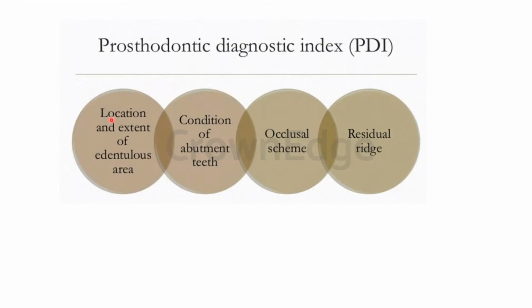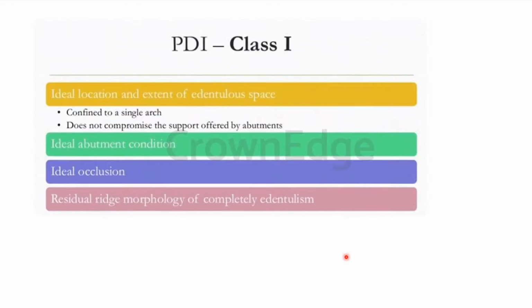This is for the location where the edentulous area is present and how long it is. It could be more than one also, no problem. The second one is how the teeth on either side of the edentulous area, from which you're going to take support, are. Third one is how the occlusion of the patient is. And fourth one is your Sievert's classification with regards to your residual ridge. These four conditions together make up the PDI index, which gives us an idea on how many teeth to choose from. So coming to the PDI classification, that is your class 1.